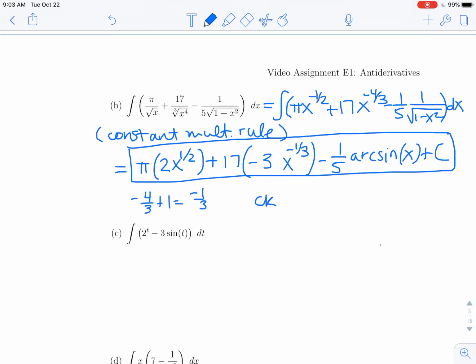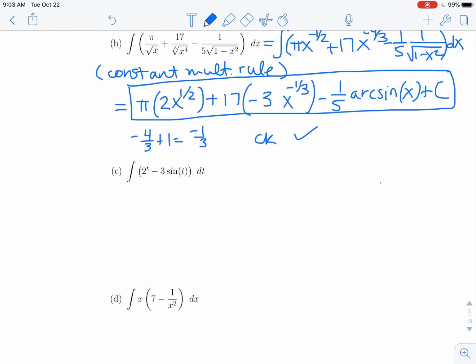So if I have 2 pi and then 1/2 x to the negative 1/2, okay, my first term is right. Second term, I'm going to do 17 times negative 3 times negative 1/3 x to the negative 4/3. Okay, that's right. And then the third term, minus 1/5, 1 over root 1 minus x squared. Okay, so I did that verbally. Do it on your paper if you have room. It's kind of hard to write on my iPad really small, but that checks out.